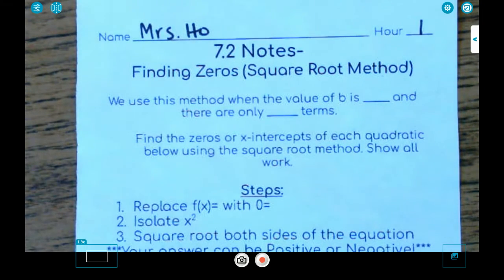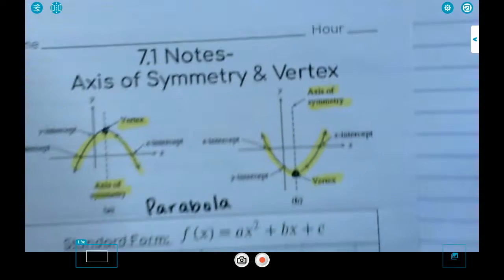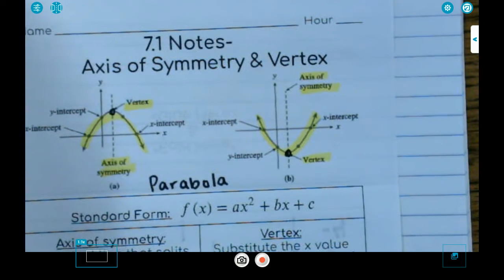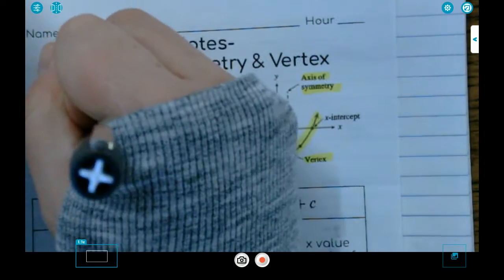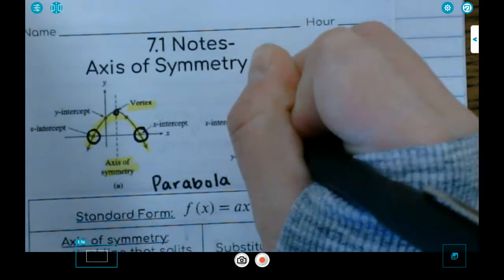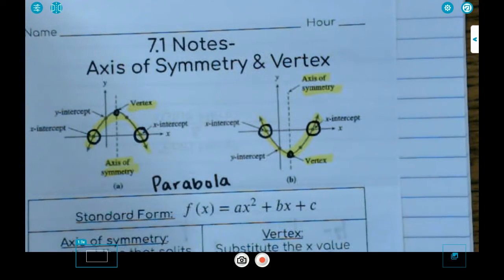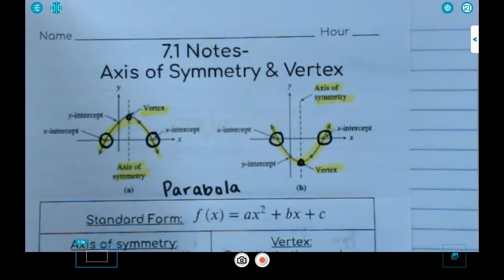Just a reminder from yesterday. This is what a quadratic looks like. Today, what we're doing is we are going to begin finding the zeros. So that's going to be these two spots. So in quadratics, we find what are called the zeros.